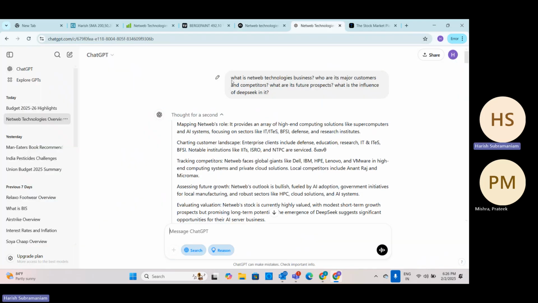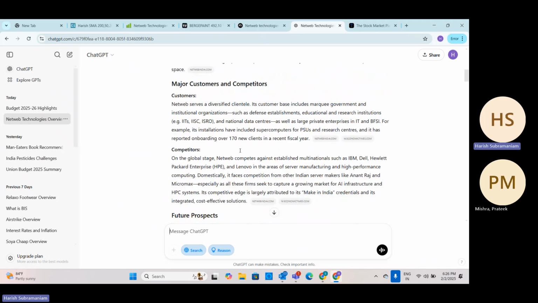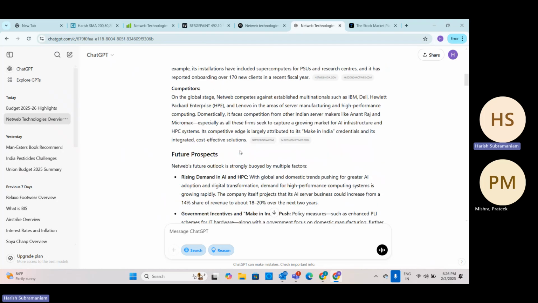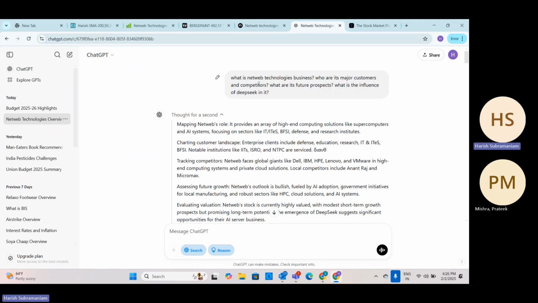Now, let's say, for example, we want to understand Netweb Technologies in a simple way. So we can just go to ChatGPT and ask, what is Netweb's business? Who are its major customers and competitors? What are its future prospects? And then what is the influence of DeepSeek?